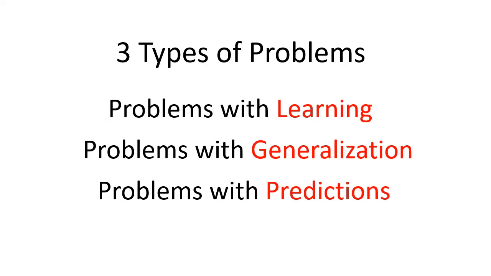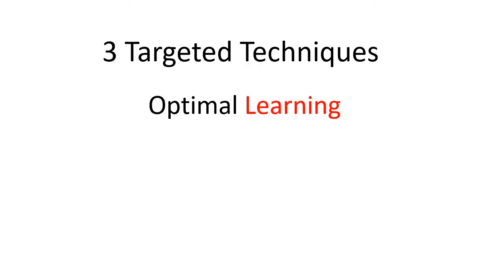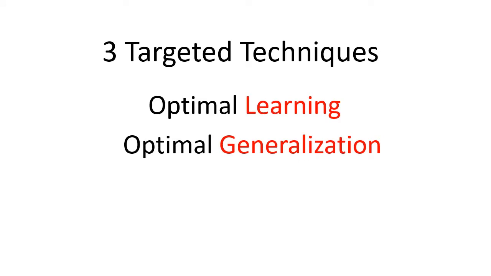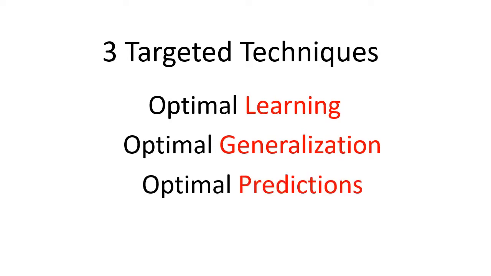Let's summarize techniques that can assist you with each of these problems. First, there's optimal learning. These are techniques that improve or accelerate the adaptation of the neural network model weights in response to a given training dataset. Optimal generalization. These are techniques that improve the performance of a neural network model on a holdout dataset. Optimal predictions. These are techniques that reduce the variance in the performance of a final model.